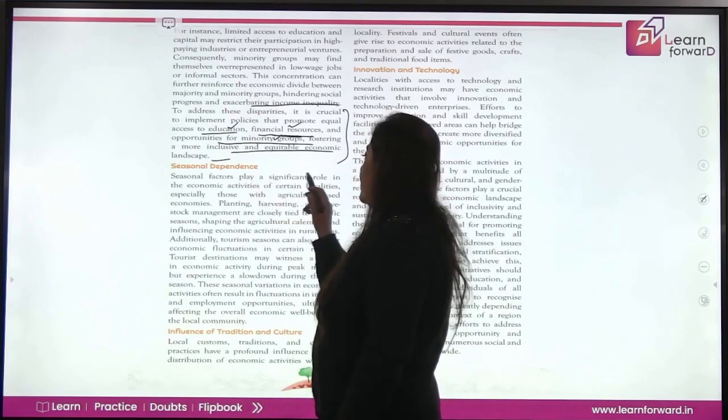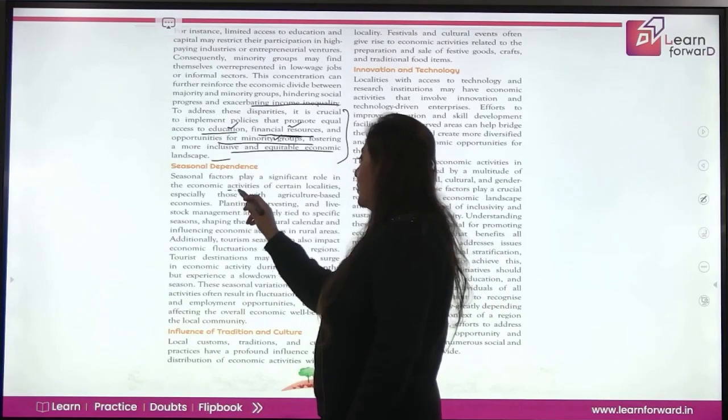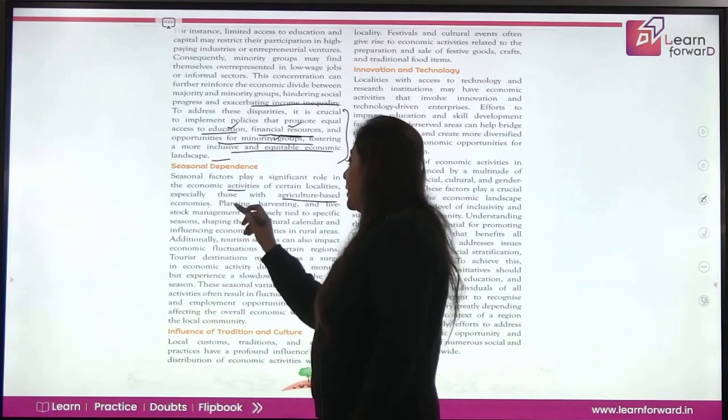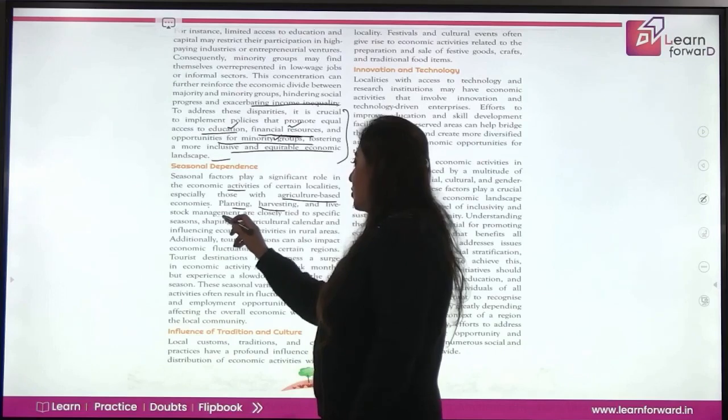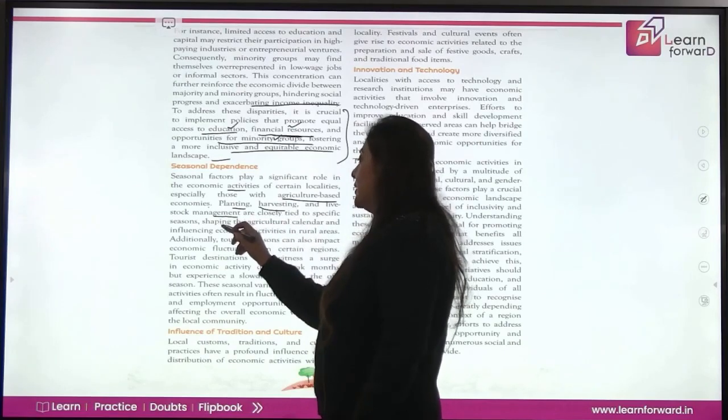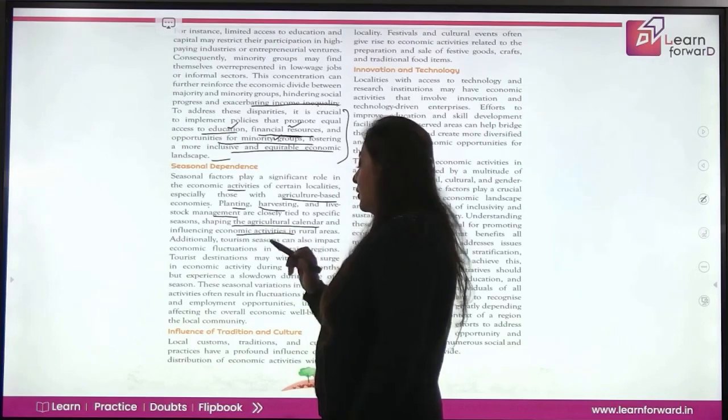Now, seasonal dependence. Seasonal factors, they play a significant role in the economic activities of certain localities, especially with agriculture-based economies. Planting, harvesting, livestock management, they are closely tied to specific seasons, shaping the agricultural calendar, influencing economic activities in rural areas.